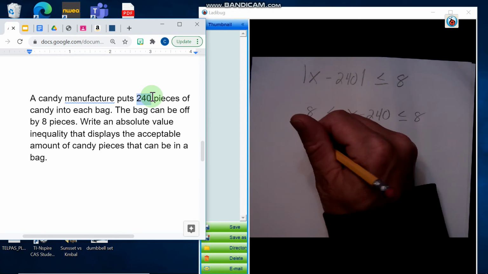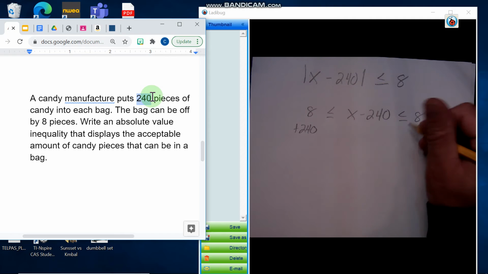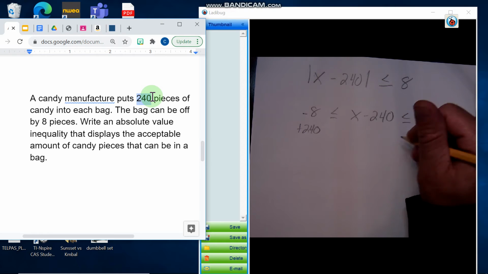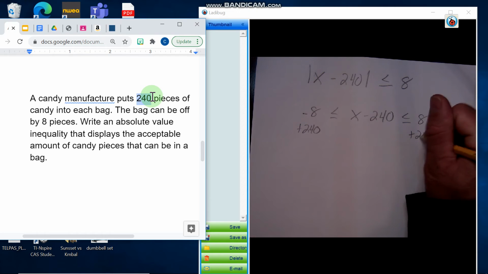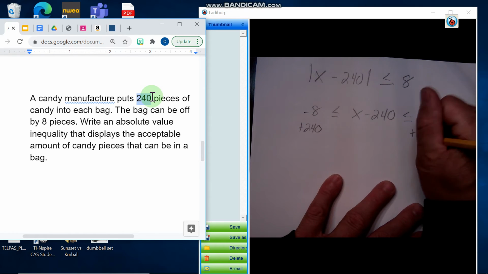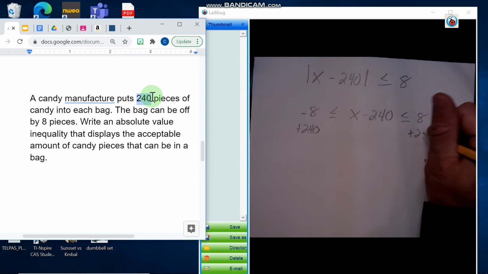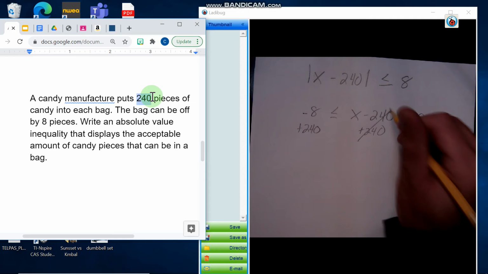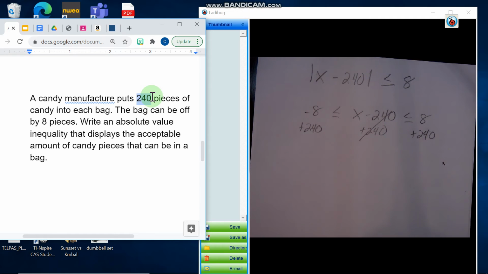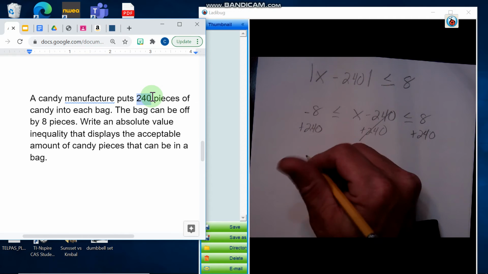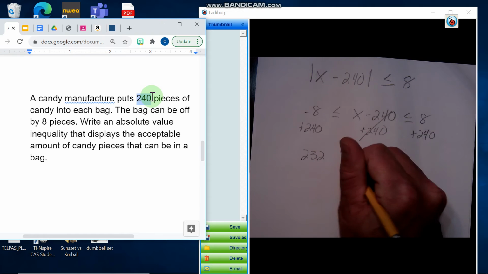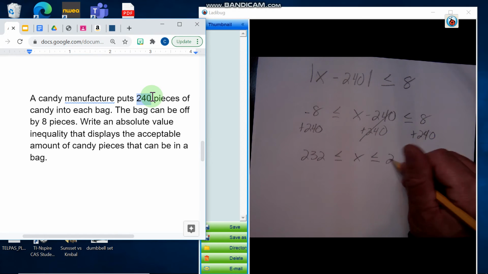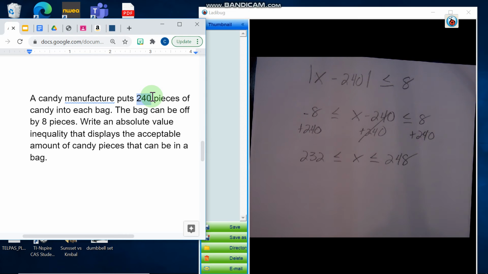Then I'm going to add 240 to all. Add 240 to all. Oops, 240. And add 240. Of course this cancels. Negative 8 plus 240, 232, less than or equal to x, less than or equal to 8 plus 240 is 248.